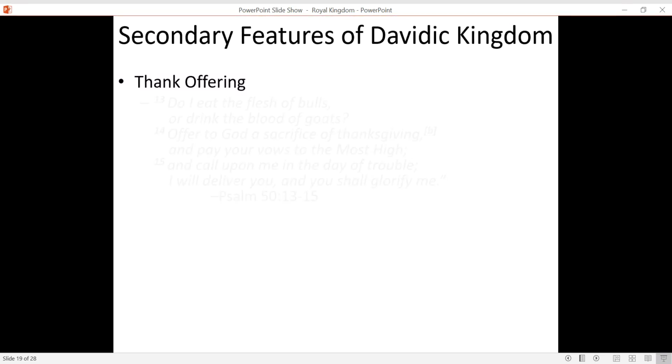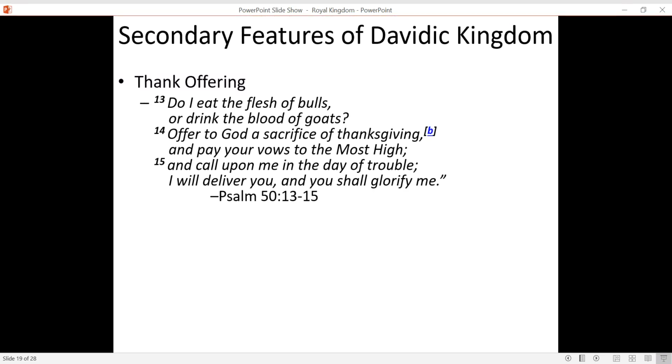Another secondary feature is the Thanksgiving offering. It's called the Todah offering. Psalm 50 describes it. Do I eat the flesh of bulls? Do I drink the blood of goats? No, God is saying, I don't need your animal sacrifices. What I want is a sacrifice of thanksgiving, and pay your vows to the Most High, and call upon me in the day of your trouble, and I will deliver you, and you shall glorify me.